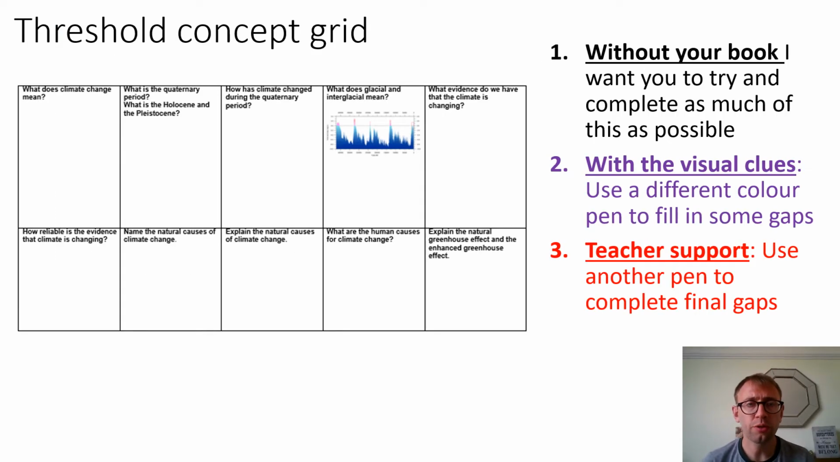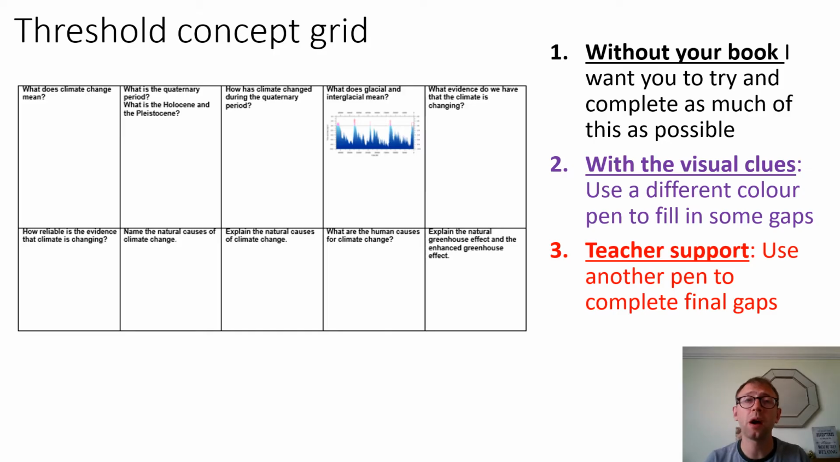As I'm going through this, what you might want to do is either use a mind map, or in this case I've used an example of a threshold concept grid. You can see an example here. My class, you will have a paper copy of this that you can fill in. And the way you should do this is try and do it in different parts. So first of all, you should try and complete this without looking at anything.